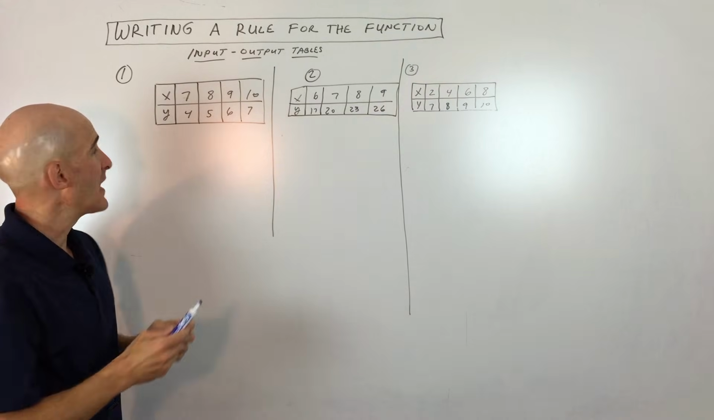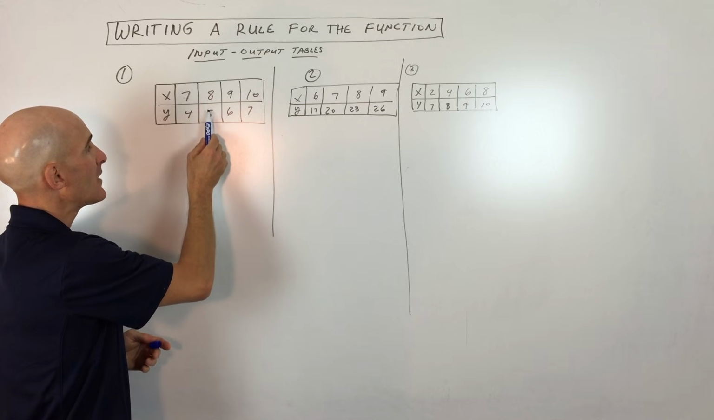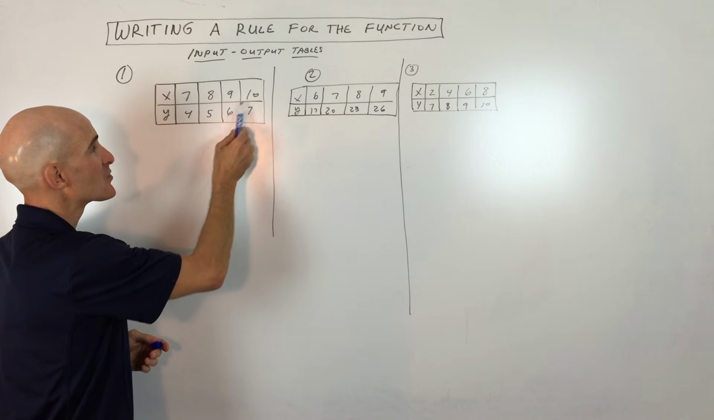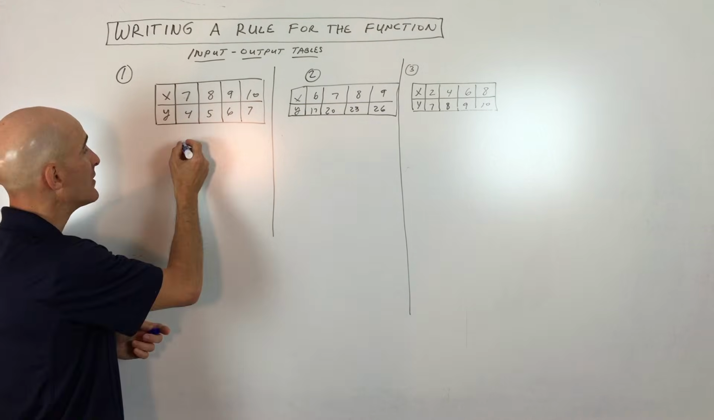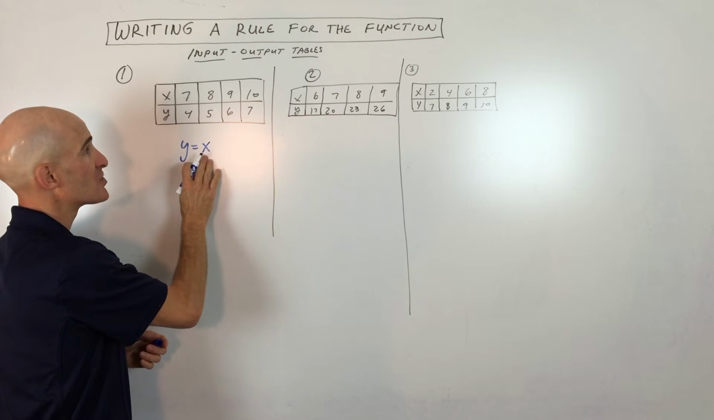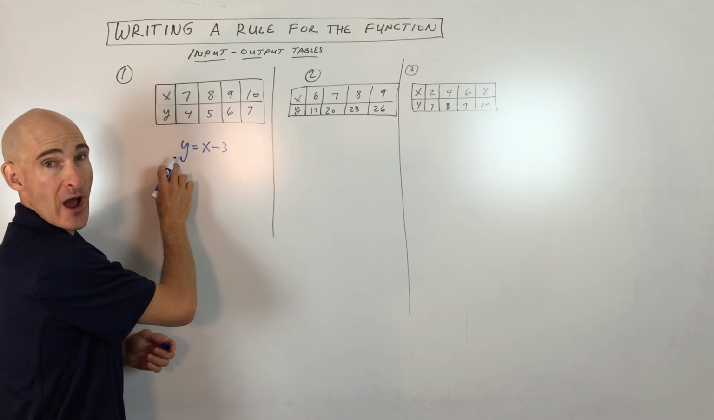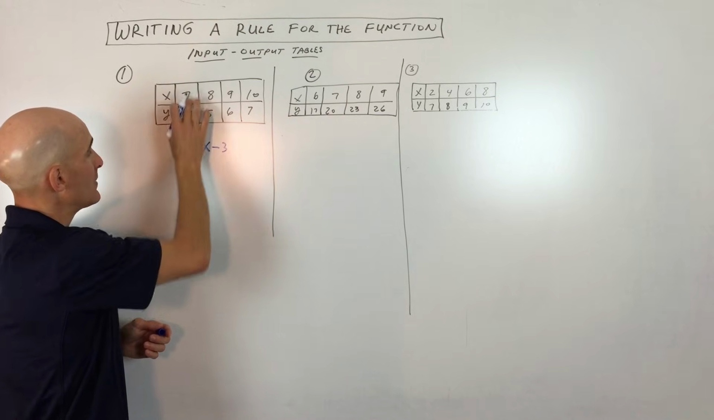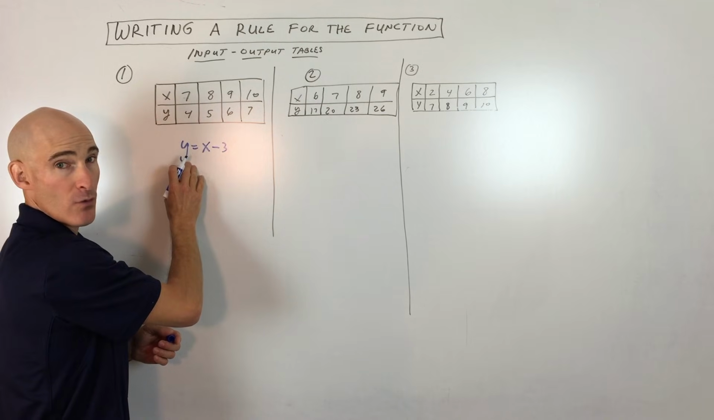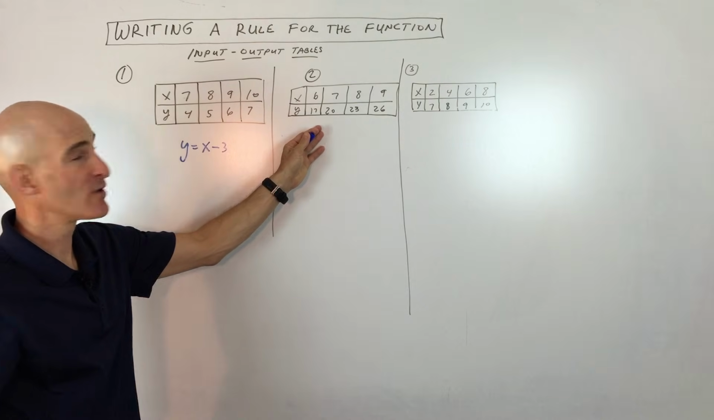So by looking at it, you can see that we're actually subtracting 3. 7 minus 3 is 4, 8 minus 3 is 5, 9 minus 3 is 6, and 10 minus 3 is 7. So we can see that our function is y equals x, which is our input, minus 3, and that gives us our y value, our output. So x is what we're putting in, and we're taking away 3, and we get y as our output, okay? This one's kind of easy, but we'll get to some a little more challenging ones here.